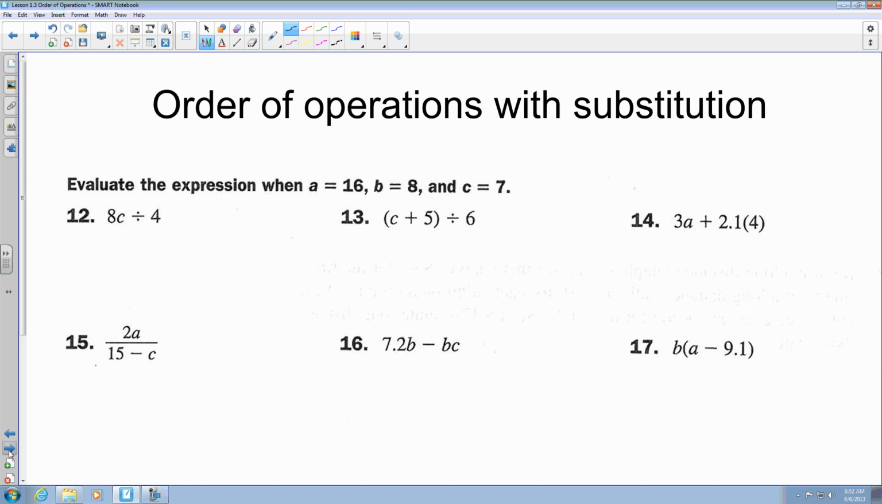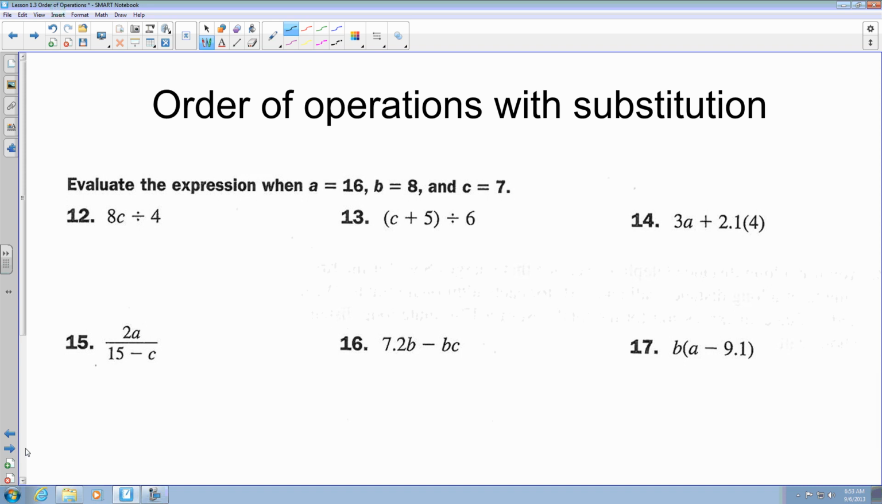From here, it's kind of a combination of what we worked on in sections 1.1 and 1.2, but we must keep order of operation in mind. We're going to substitute numbers in for variables, and then once we do that, we're going to use order of operation to help us solve our expression.